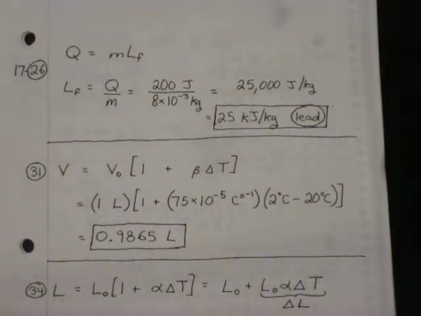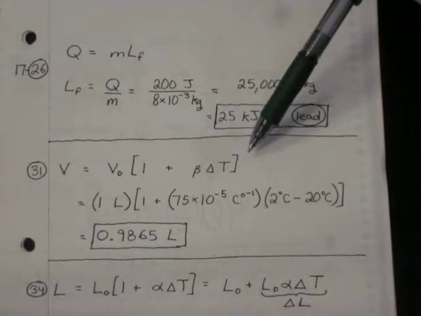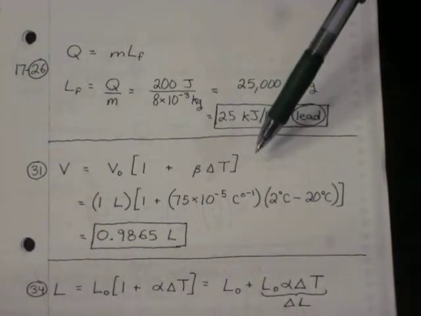Number 31. You have exactly 1 liter of ethyl alcohol at room temperature. You put it in the refrigerator at 2 degrees Celsius. What is its new volume? We're looking at the volume contraction of a liquid. We'll use this equation, V equals V naught times 1 plus beta delta T.